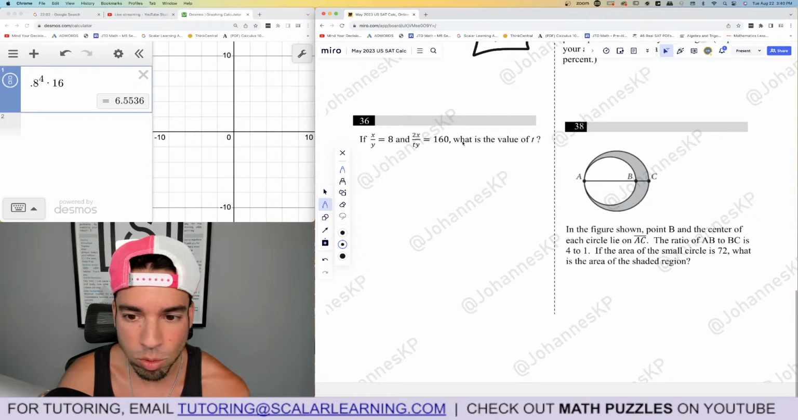36. x over y equals 8. 2x over ty equals 160. What is the value of t? All right, a nice little system. How should I do this? We can just substitute, right?